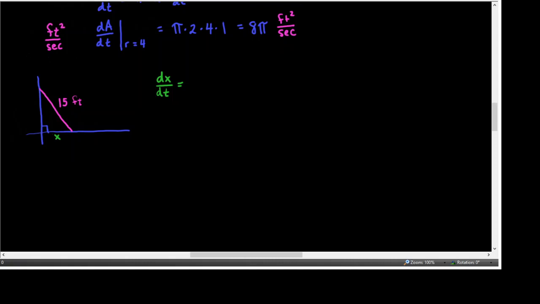Now, is it positive or negative? And you need to be very careful about this. Is x growing or is x shrinking? If it's moving away from the wall, x is growing. If it's being pushed toward the wall, x is decreasing. So if it were being pushed toward the wall, I would need a negative dx dt, because x getting smaller would mean that dx dt is negative. But if the bottom of the ladder is moving out from the wall, x is growing, which is the case in this problem. So it's positive 1/2.